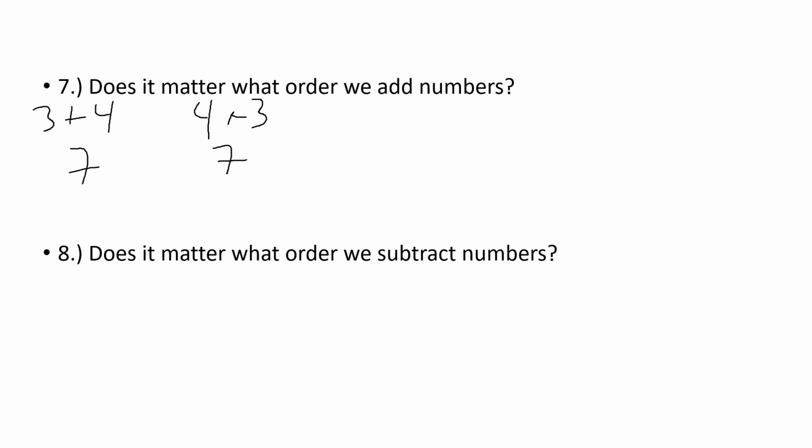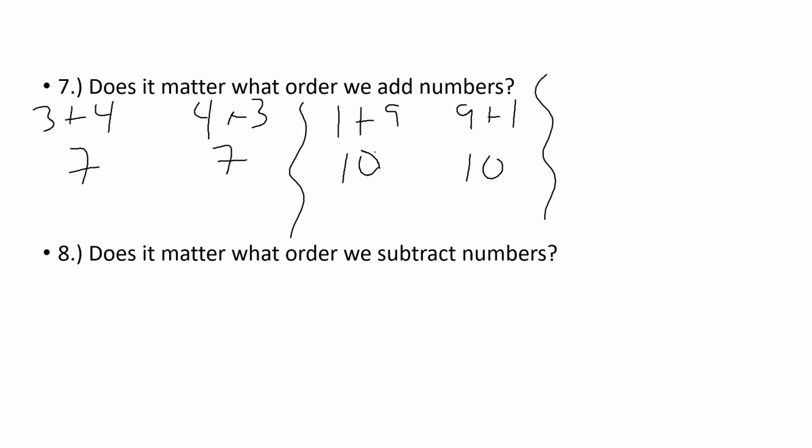Now you might be thinking, okay, well, for those it worked. Will that work all of the time? So we'll pick another example. Let's do 1 plus 9 and then 9 plus 1. 1 plus 9 is 10 and 9 plus 1 is also 10. And we could do one more example. We could say, I don't know, 8 plus 5 and 5 plus 8. And in both of those cases, we get the number 13. So the answer to that question is no.